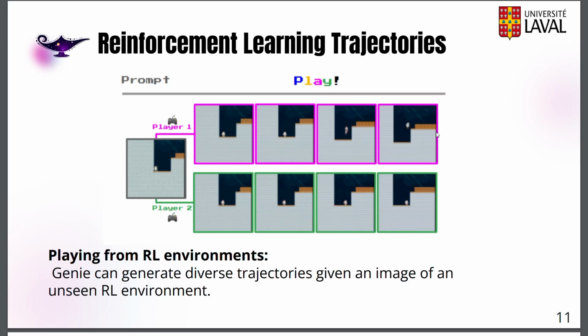The researchers were confident that Genie had applications in reinforcement learning. Here's an example of generating trajectories in unseen reinforcement learning environments. So for player 1, we see the character moving to the right and then jumping up. For player 2, the character is scrolling steadily to the right without the upward movement. We can see that the environment remains pretty consistent across each slide.